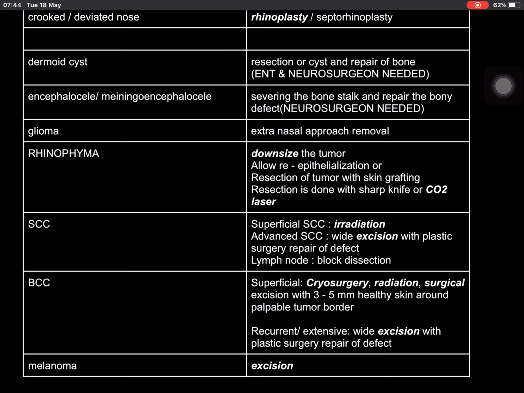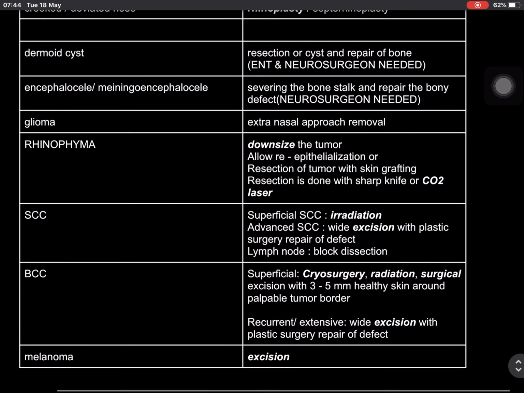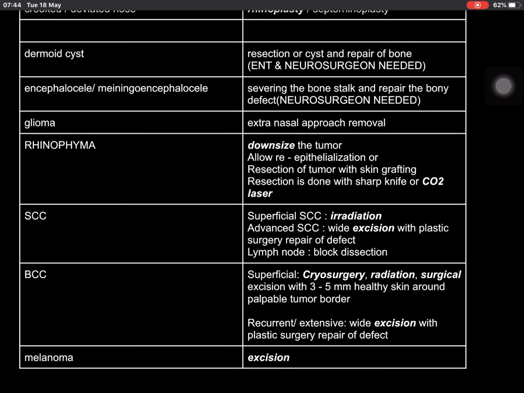Rhinophyma is like a potato tumor, so you have to reduce the size of the tumor, downsize it, and allow reepithelialization, meaning let the skin form over it. The resection of the tumor with skin grafting is done with a CO2 laser or a sharp knife. Just remember, rhinoceros exhales carbon dioxide, so rhinophyma needs a carbon dioxide laser.